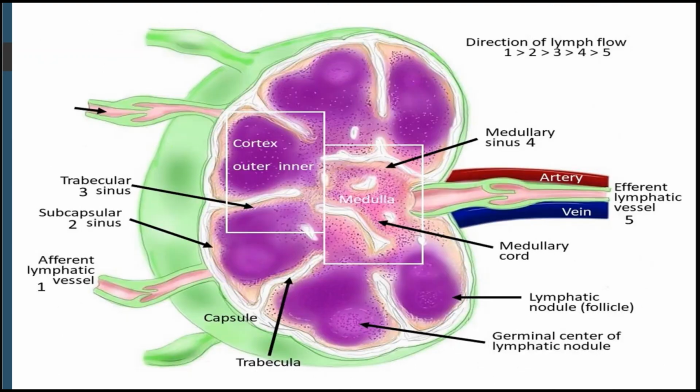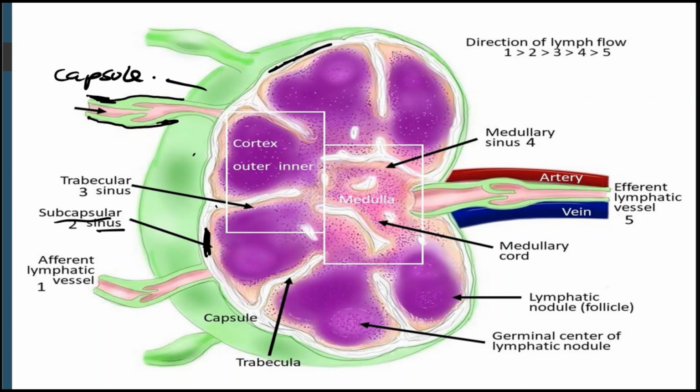Now let's look at the lymph node. This is a schematic diagram showing your lymph node. The green part here is the capsule. Just below the capsule, you've got this white space, which is called the subcapsular sinus. Now, lymphatic drainage: these afferent lymphatic vessels bring lymph from the interstitial spaces into the lymph node.